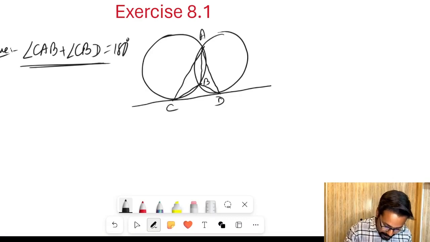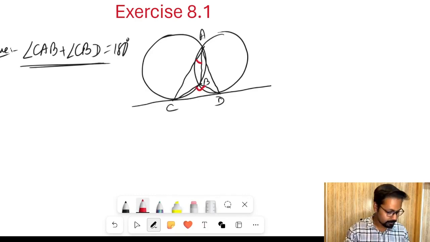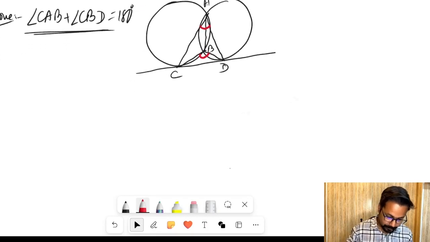Here we have to prove that CAD is this angle here and CBD is this angle. Okay, I'm sorry. The sum of these two angles is 180 degrees. This is what we have to prove. So let's see how to start this.